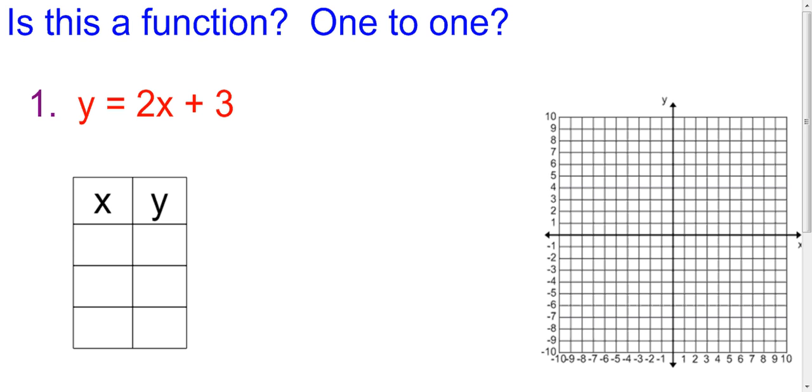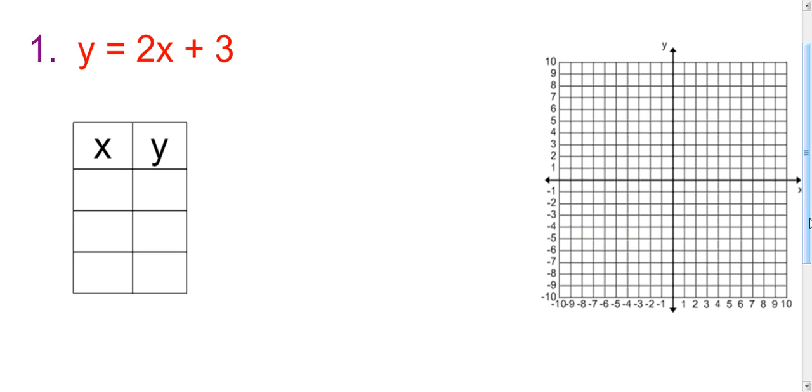One thing you can do is make a table, where you simply pick some x values and figure out the y that goes with it. So I am going to pick an x value of 2, let's say. Then I have 2 times 2, which is 4, plus 3, which is 7. So if x is 2, y is 7. If x is 0, then I have 2 times 0, which is 0, plus 3, which is 3. If x is -1, I have 2 times -1, which is -2, plus 3, which is 1.